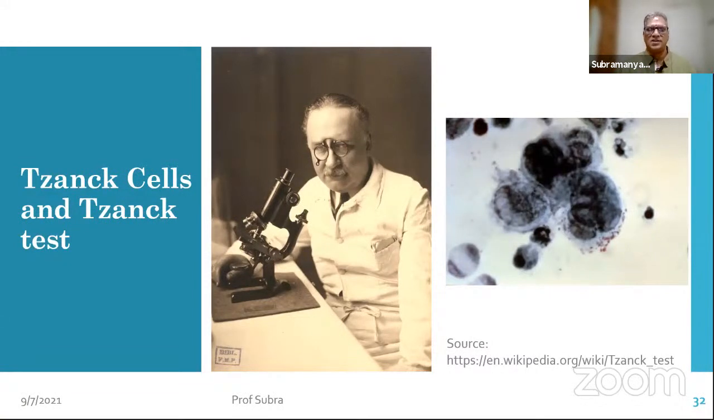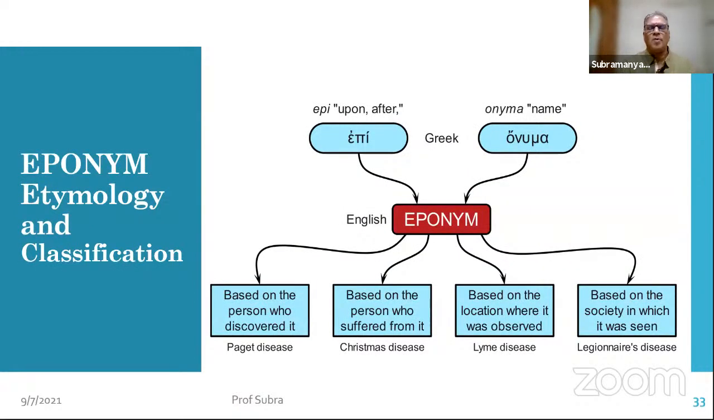And this is an eponymous disease where it's named after this individual, Tzanck, who was responsible for doing this kind of test, the Tzanck test, where he ruptured the vesicle and spread it on a slide. A French pathologist was responsible for introducing this test for us to diagnose these kind of vesiculobullous lesions. So that makes us come to eponymous lesions. Just now I mentioned Tzanck test or Tzanck cells. So that is an eponym.